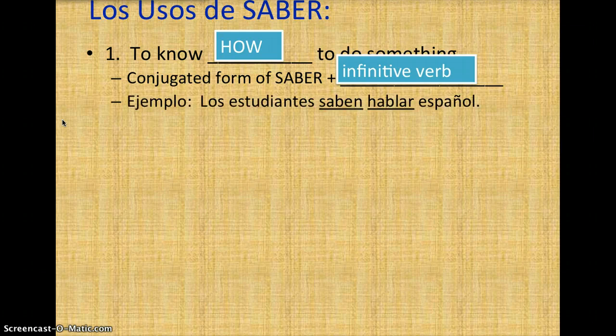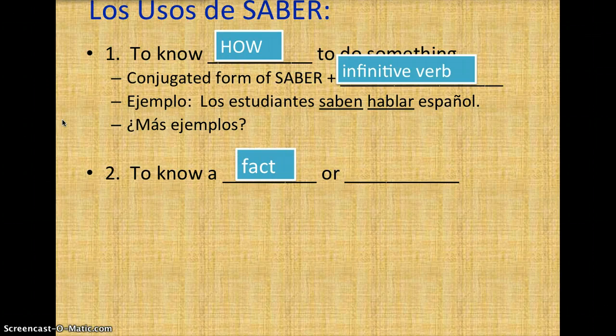Por ejemplo, los estudiantes saben hablar español. The students know how to speak Spanish. When you see an infinitive verb after your form of saber, you will know that it is to know how to do something.